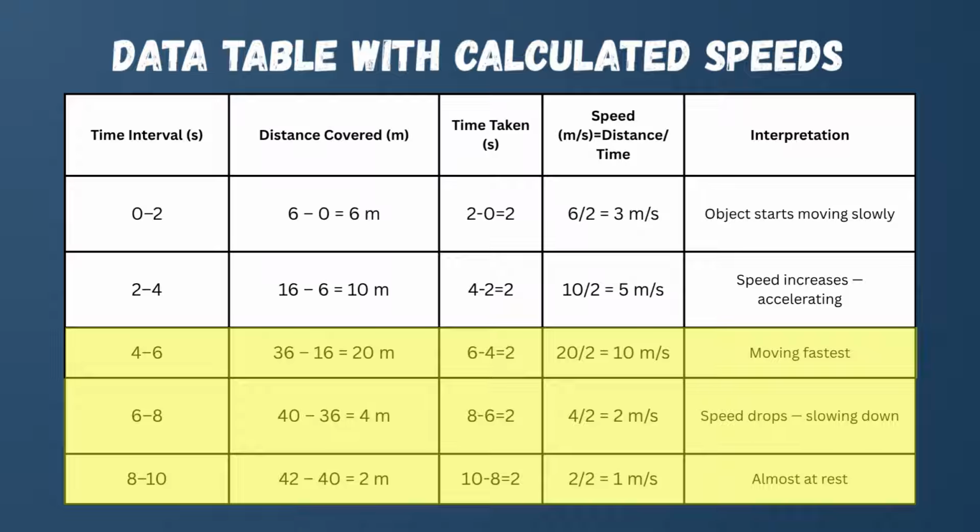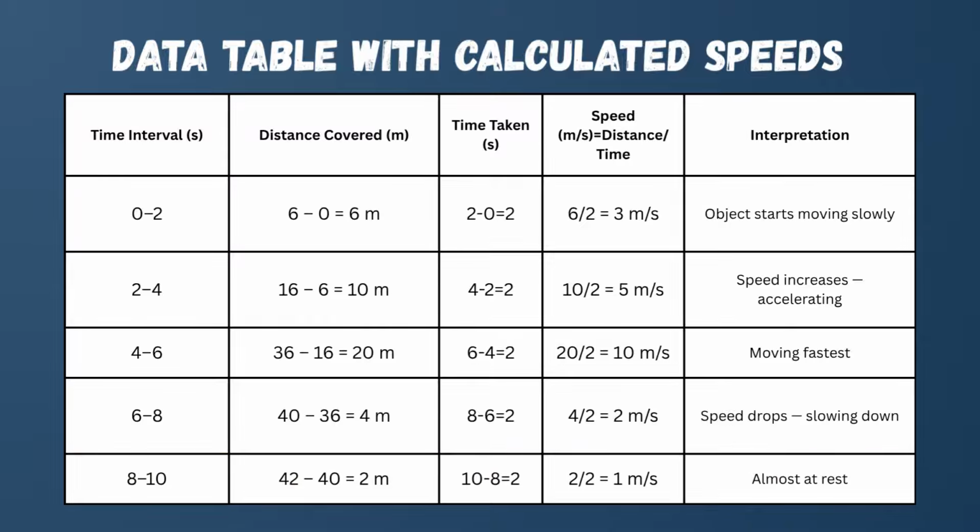4 to 6 seconds. Distance increases by 20 meters, 36 minus 16, in 2 seconds. Speed is 20 divided by 2 equals 10 meters per second. This is the steepest part. The object moves very fast, reaching maximum speed here. 6 to 8 seconds. Distance increases by only 4 meters, 40 minus 36, in 2 seconds. Speed is 4 divided by 2 equals 2 meters per second. The line flattens. The object is slowing down, decelerating.